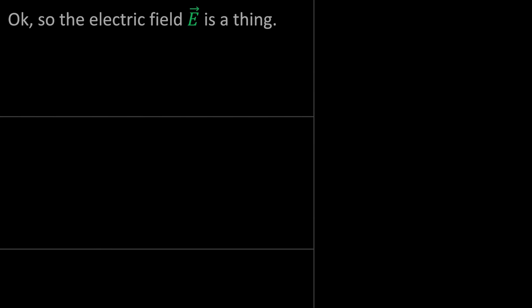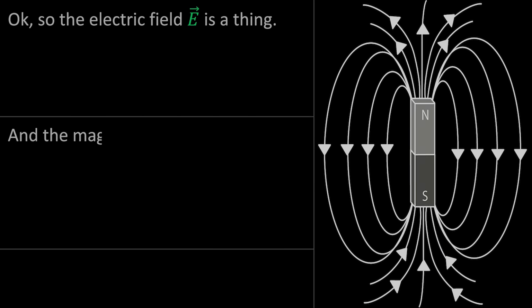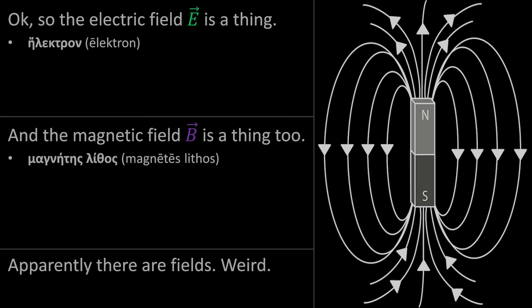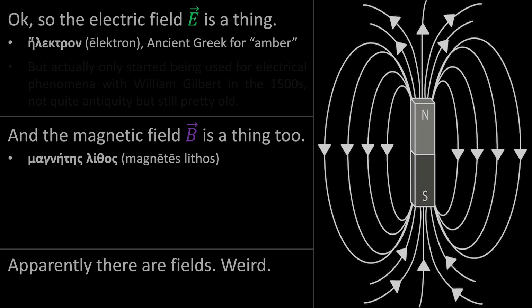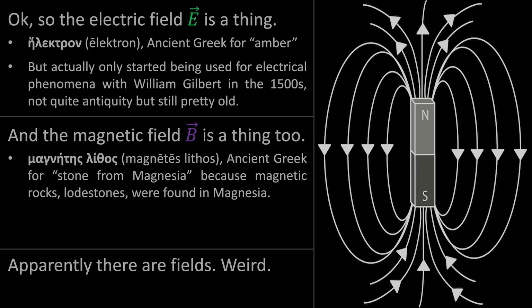Okay, so electric fields are a thing. And also, if you've ever done the thing with the magnet and the iron filings, you can see that magnetic fields are a thing too. So for some reason, there are fields. And electric and magnetic phenomena were actually known about since antiquity. Both the words electric and magnetic come from ancient Greek. Electric comes from the Greek word for amber, because amber has some cool static electric effects. And magnetic comes from a region of ancient Greece where people used to find these cool magnetic rocks.